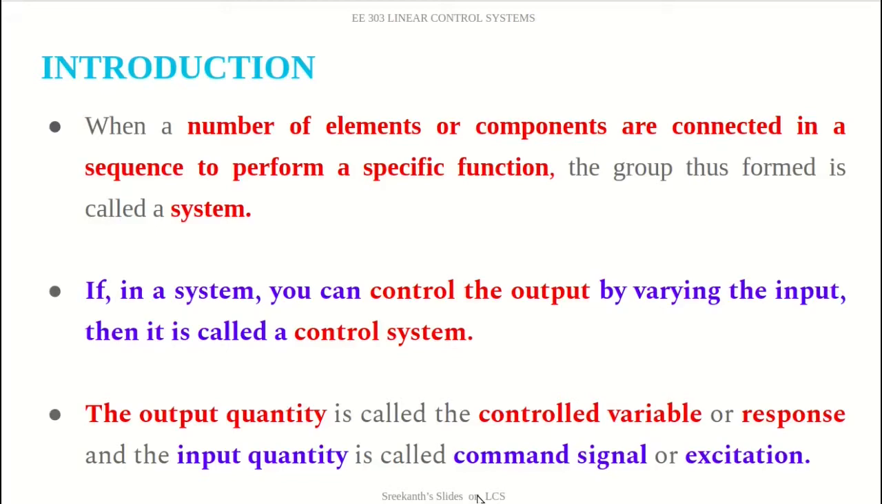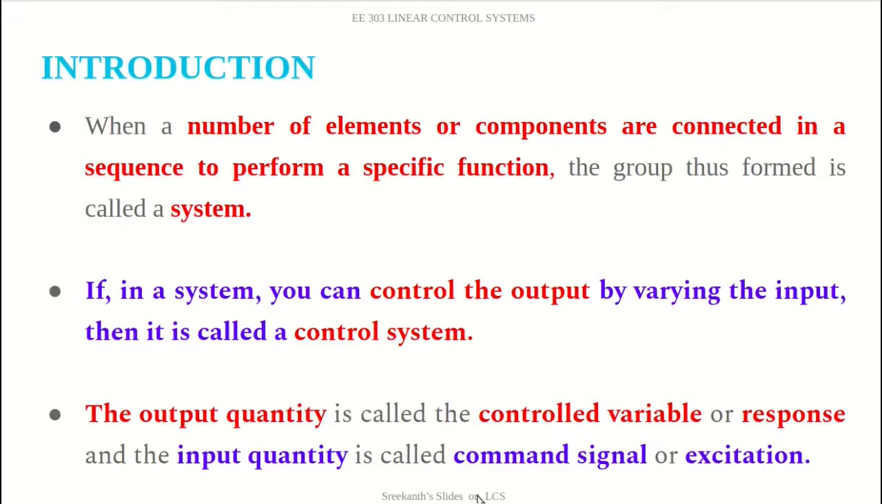Now there are a lot of systems available, but we are interested in one particular system where we can control the output by varying the input, and such a system is known as a control system. So a control system is any system whose output can be varied by varying the input signal.